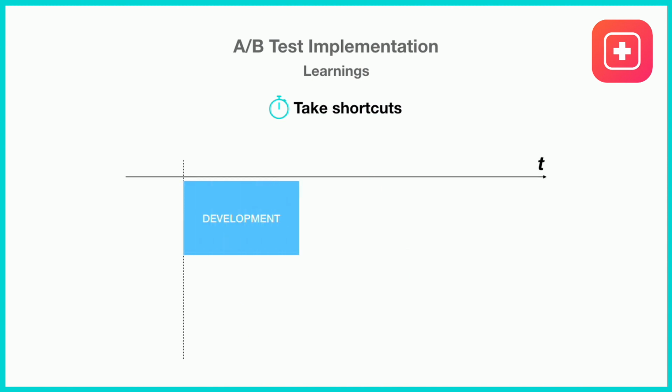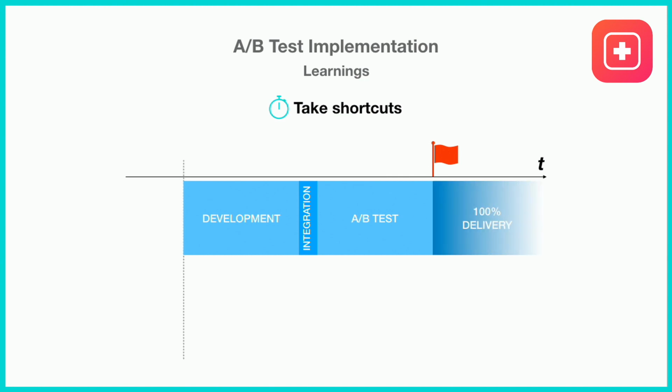So we first develop the feature, then integrate the feature, then run an A/B test for some time, and at some point we get enough data, we make a decision, and roll out to 100% of users.